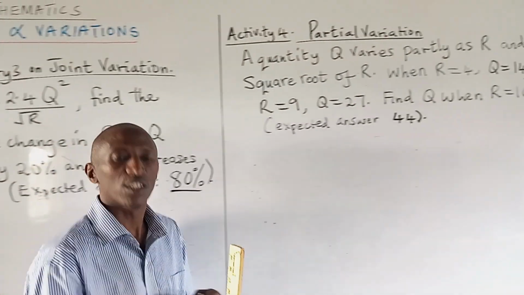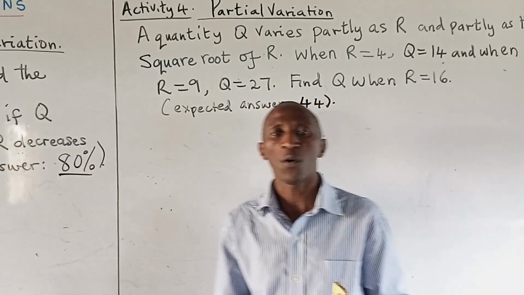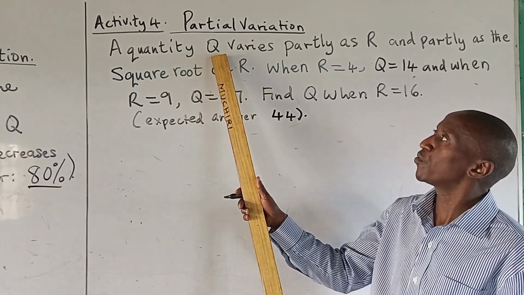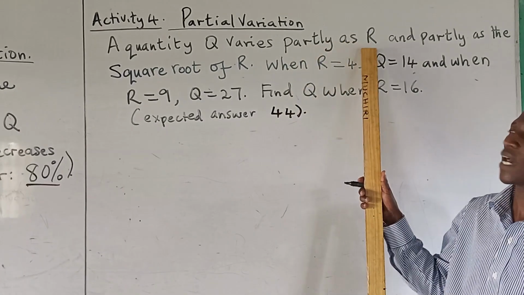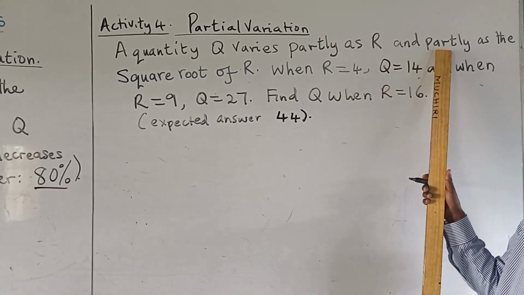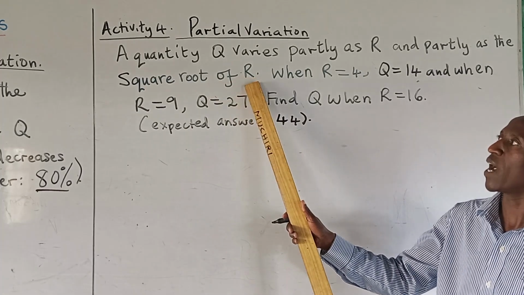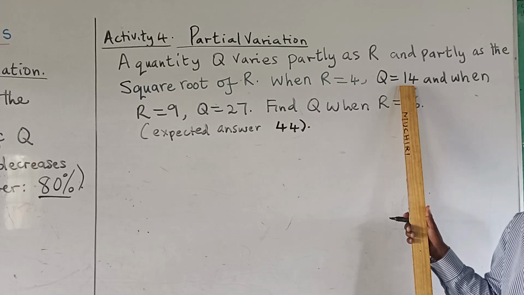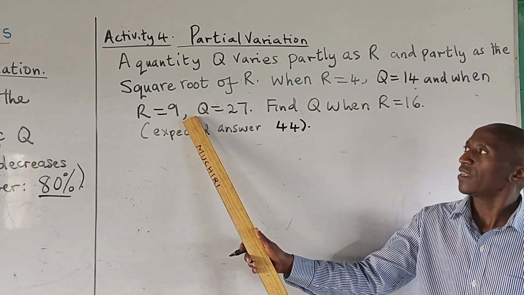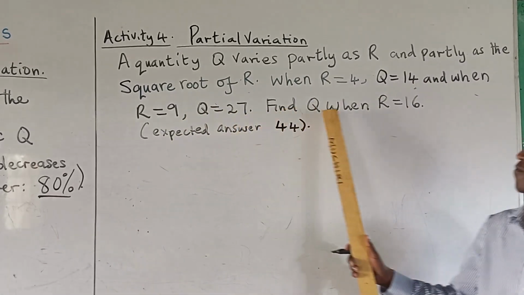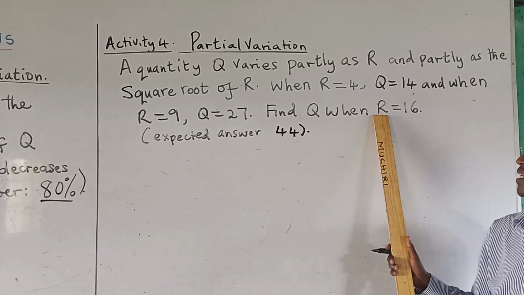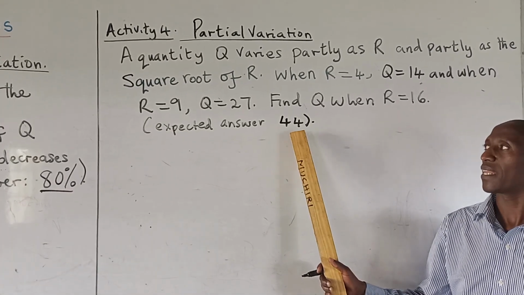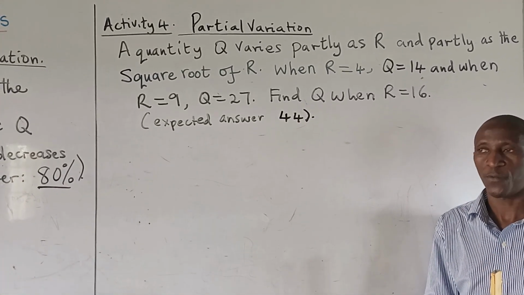And our final activity, which is an exercise which you will report in the live section, is on partial variation. A quantity Q varies partly as R and partly as the square root of R. When R is 4, Q is 14. And when R is 9, Q is 27. Find the value of Q when R is 16. So note it down in your notebook, and our expected answer is 44.